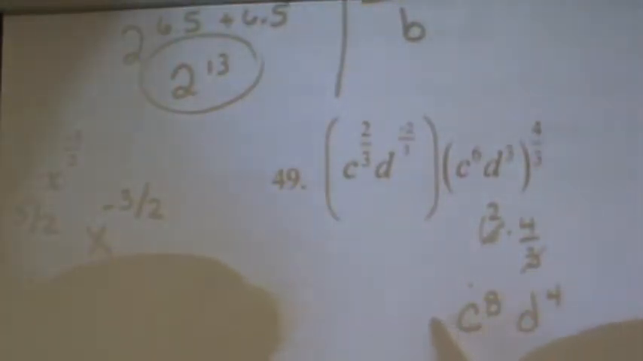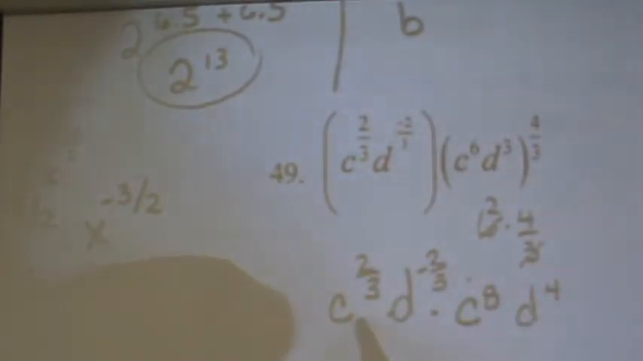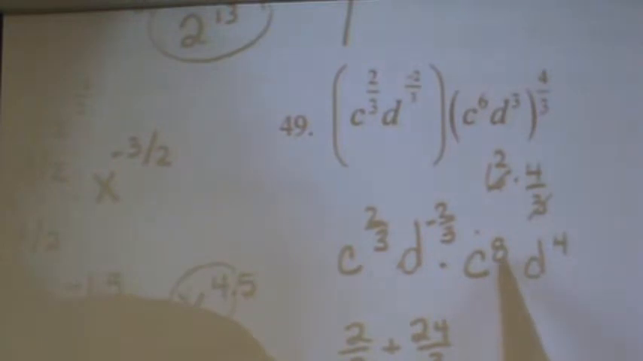Now we're just going to bring down 2/3 and d to the negative 2/3. So now what we have to do is add these exponents. 2/3 plus 8. You're gonna make this 24/3 to get a common denominator. So this is gonna be 26/3. So you have c to the 26/3.